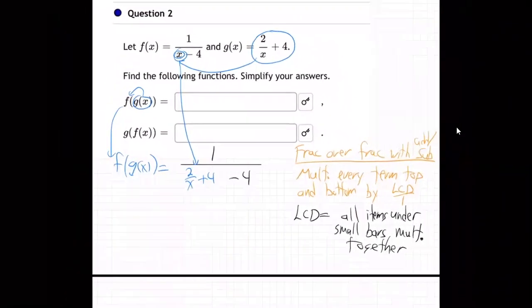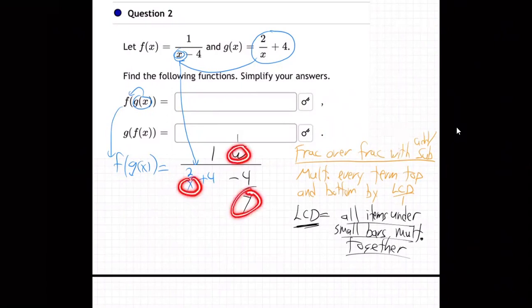Okay. So what is the LCD? It's all the items under small bars multiplied together, which should be what? Just this X. He's the only item under a small bar, isn't he? He's it. He's the only item. But if we had several other ones, if we had like a Y here and a 1 over W up there, then I would use the W, the X, and the Y. I would use WXY, and that would be my LCD.